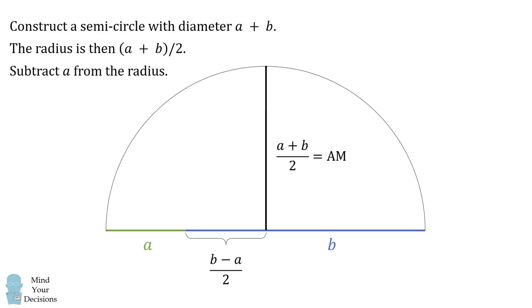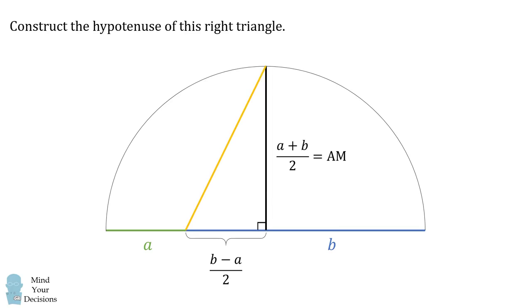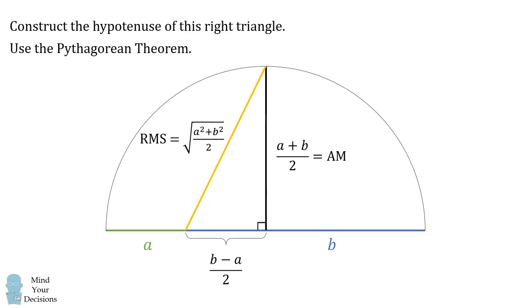Now suppose the vertical radius is perpendicular to the diameter. We now construct the hypotenuse of this right triangle. Using the Pythagorean theorem, we can figure out its length. It will be equal to the root mean square, which is the square root of the quantity a squared plus b squared all over 2. From this diagram, we can see the root mean square will always be greater than or equal to the arithmetic mean because the hypotenuse is never smaller than one of its legs.